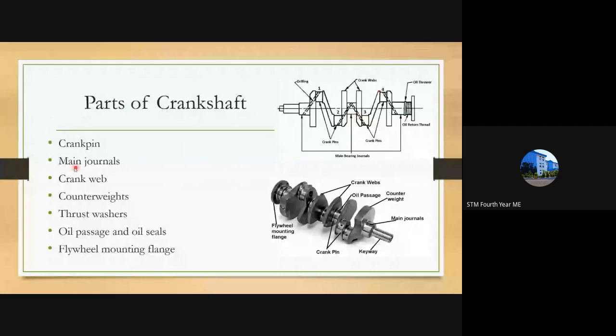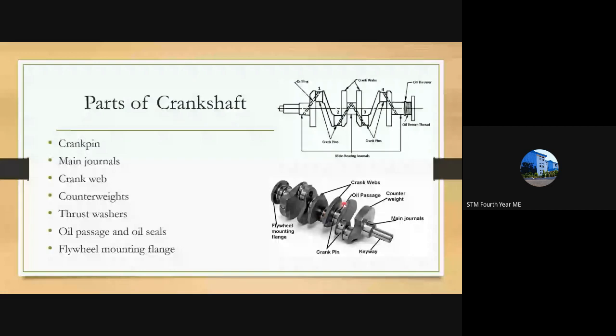Next are the main journals. So what are the main journals? After the crank pins, you can see there is one point here, then there is a point here, and there is a point here. Okay. These are known as the main bearing journals. So you can see here, here, here, and here. Okay, center and 2 sides.